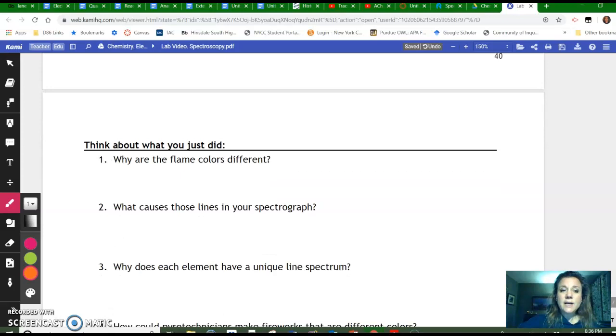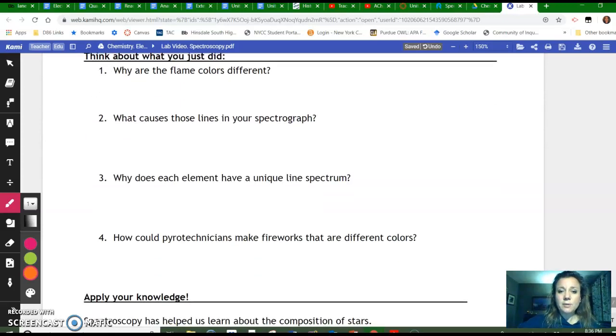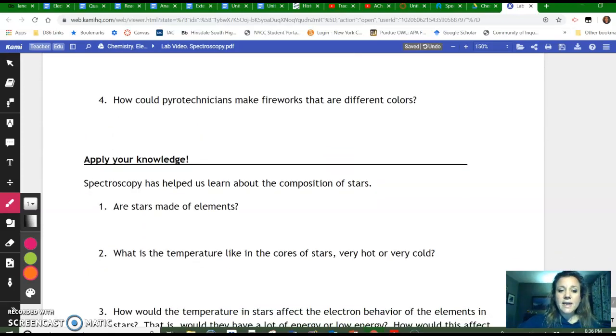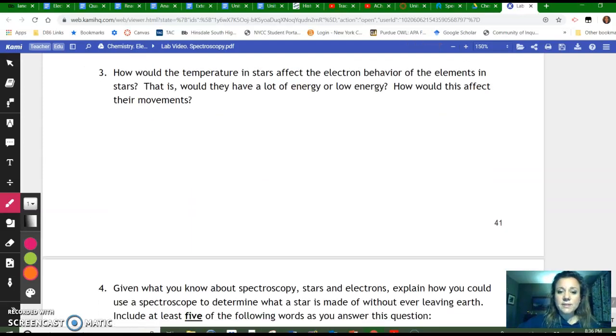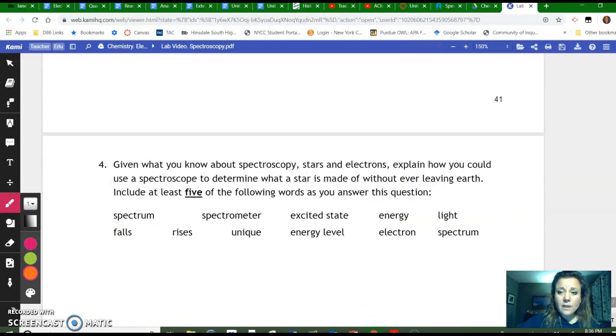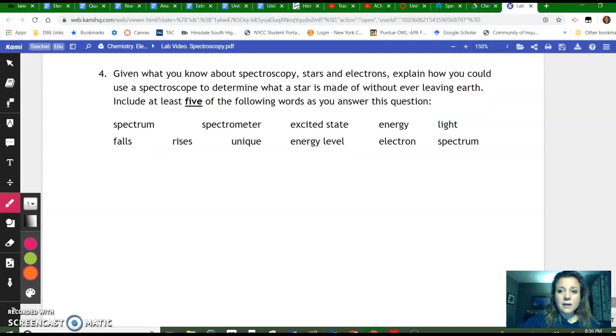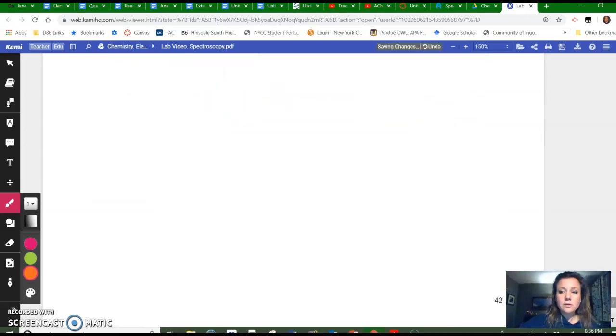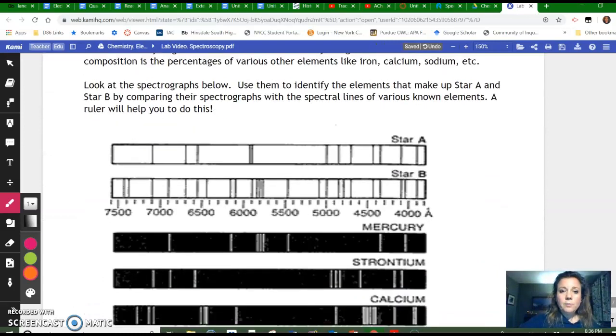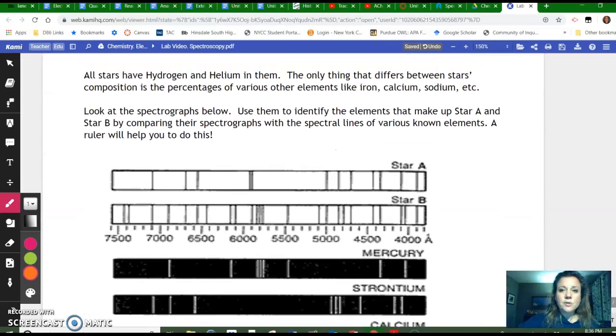So if we move on down, you're going to see that you have a couple of questions that you'll have to answer after the lab is done. I know that for my group, I'm going to omit number 4. You won't have to do that. But this is a part here that you could probably do today before you leave. So again, read these directions.